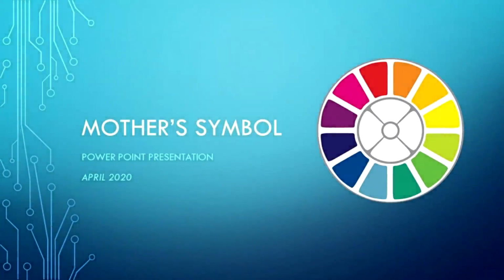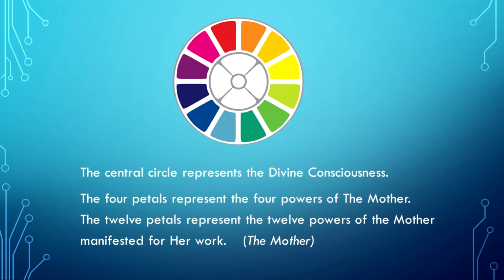So today we will look into this profound topic of Mother's symbol and what it represents. If we start from the very beginning, this is the Mother's symbol. You can see 12 different colors and 4 different sections within, and the central part of it. So the central circle represents the divine consciousness.